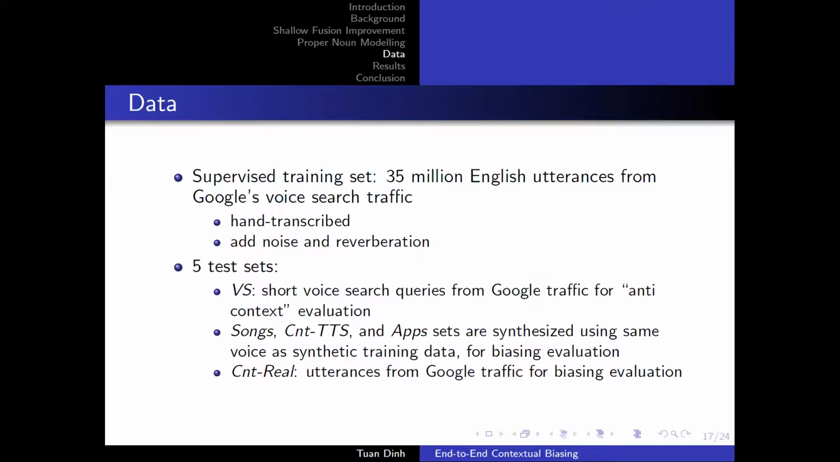Our 5 test sets consist of a voice search queries test set from Google traffic for anti-context evaluation, not for biasing evaluation. Also, the song, contact TTS, and apps sets are synthesized using the same voice as the synthetic training data. And we use these test sets for biasing evaluation. The contact real set consists of utterances from Google traffic for biasing evaluation.